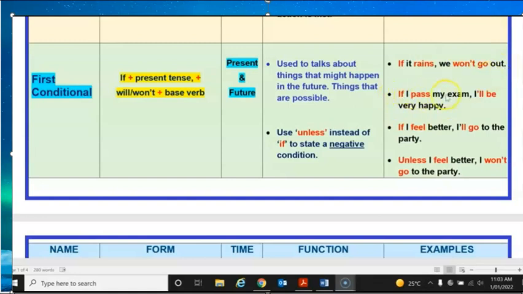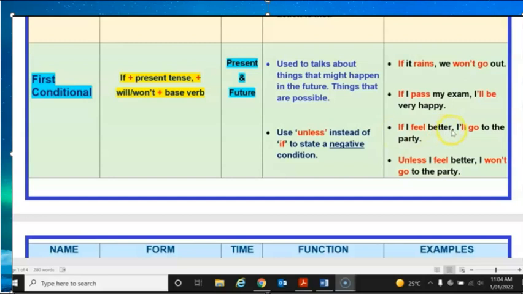Another example, if I pass my exam, I'll be very happy. So again, this is something that is possible. It is possible that I'll pass my exam, and if I do, I'll be very happy. So we have if plus present simple, if I pass my exam, comma, I'll be very happy.